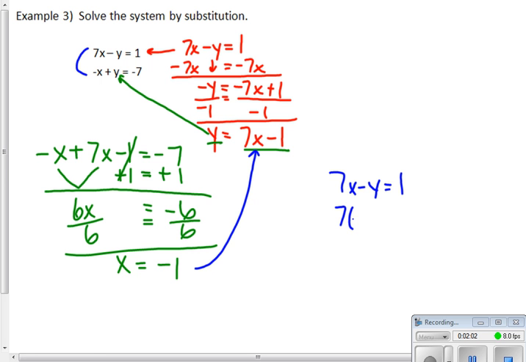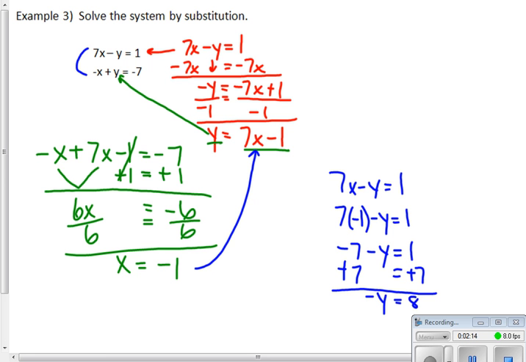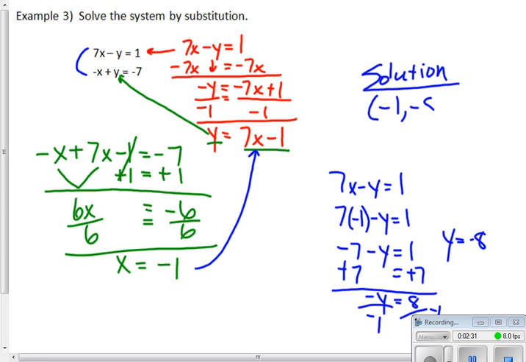Substitute in, we know x is negative 1. So 7 times negative 1 minus y equals 1. This is negative 7 minus y equals 1. Add 7 to both sides, and we get negative y equals 8. Now y is still not by itself, so we divide by negative 1, and we have y equals negative 8. So you have a solution. Your ordered pair, this is your point of intersection where these two lines intersect if they were graphed. And here's that point of intersection. It has one point of intersection there, therefore it would be consistent.